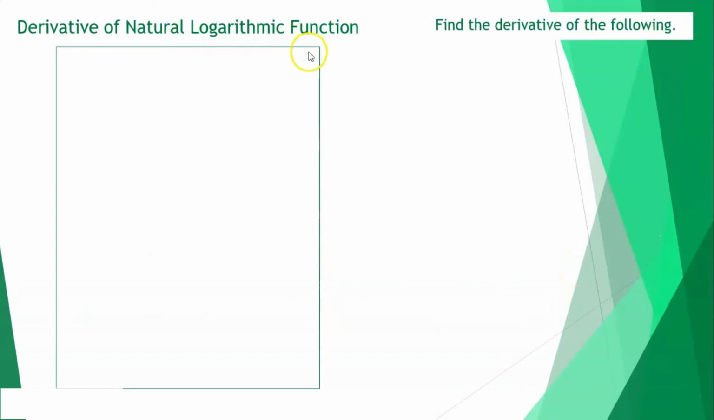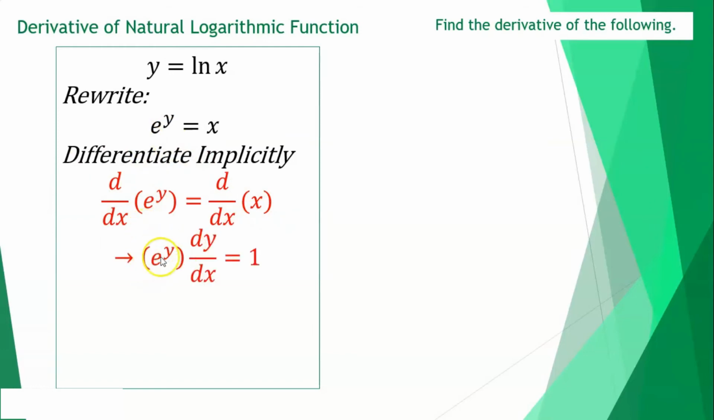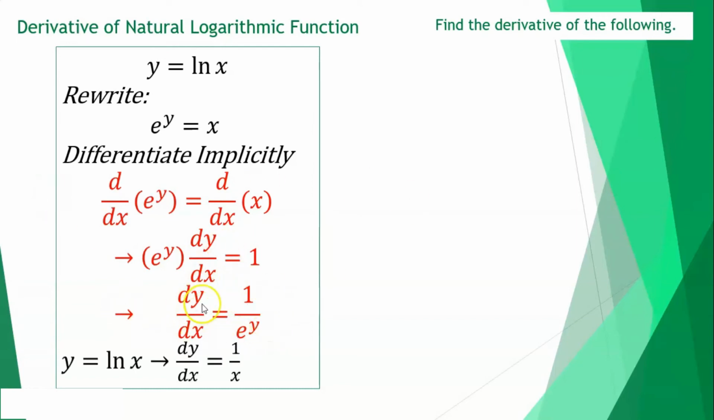Okay, now the derivative of the natural logarithmic function. Again, if you're given y is equal to ln of x, rewrite this as e to the power of y is equal to x. Differentiate implicitly, so we will differentiate both sides. The derivative of e to the power of y is e to the power of y times dy/dx, and the derivative of x is 1. Eliminate e to the power of y by dividing both sides by e to the power of y. With that, the derivative is 1 over e to the y. So take note, the derivative of ln of x is 1 over x. So let's have this.